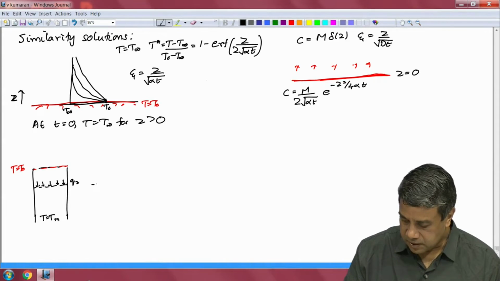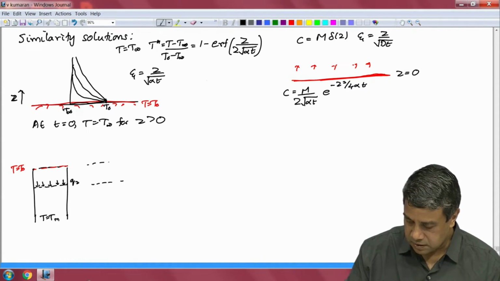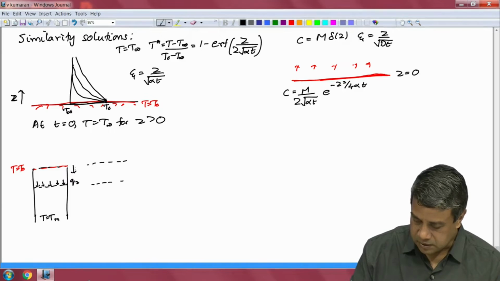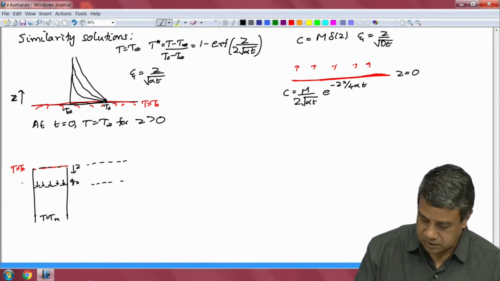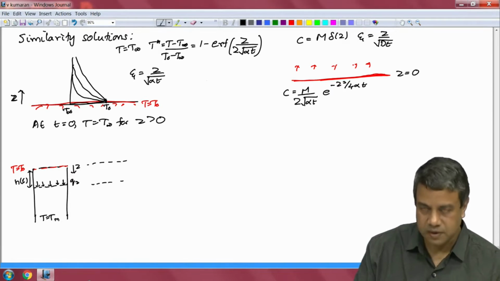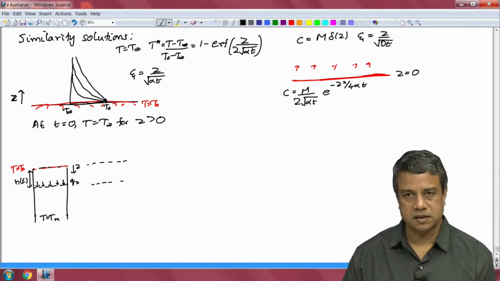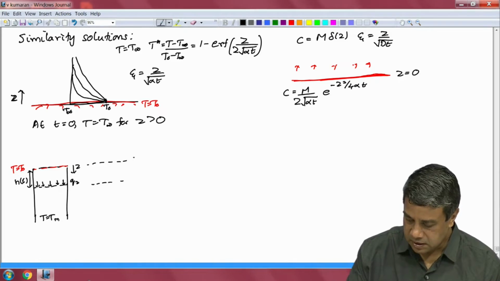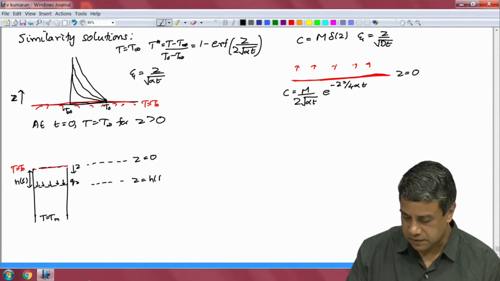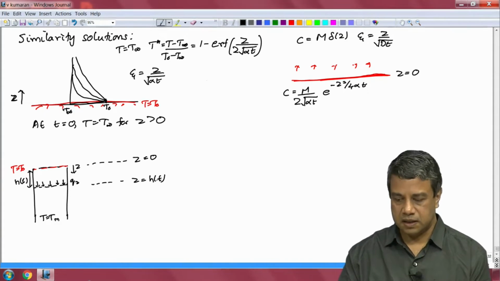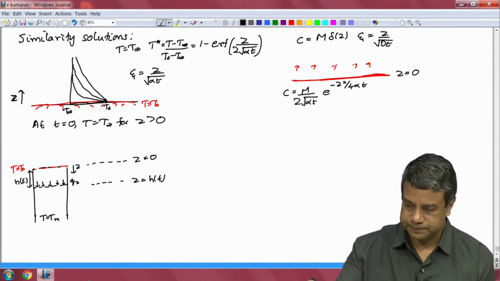If I plot the temperature profile in this region, I take a coordinate z, and let us assume that the total thickness of this region is h, which is a function of time, because as the melting proceeds, the thickness of the zone increases. This is z equal to 0, this is z equal to h, which is a function of time. And as the melting proceeds, this h increases with time.